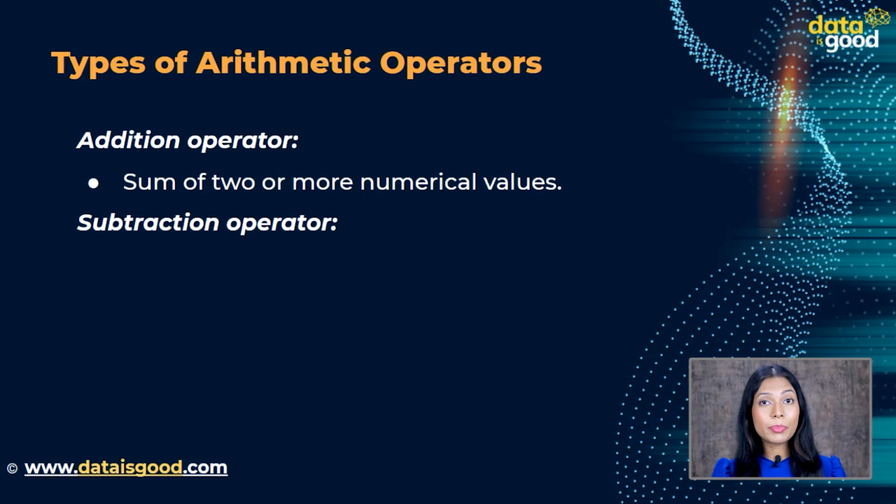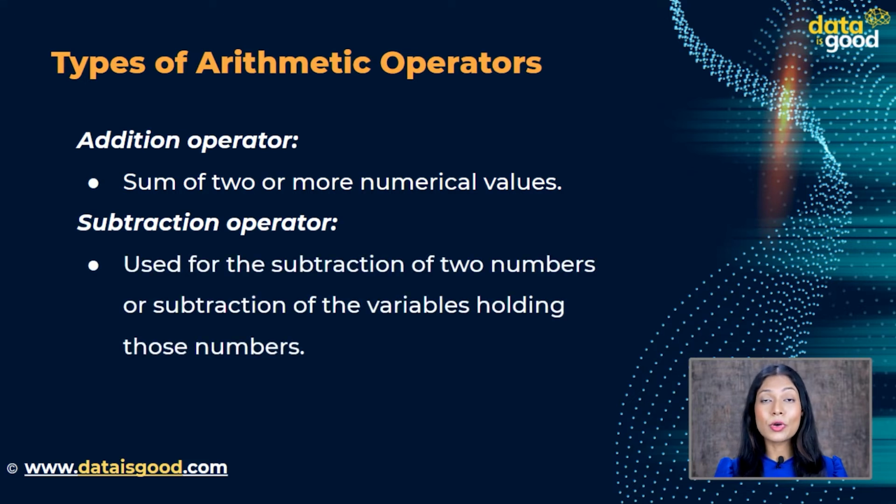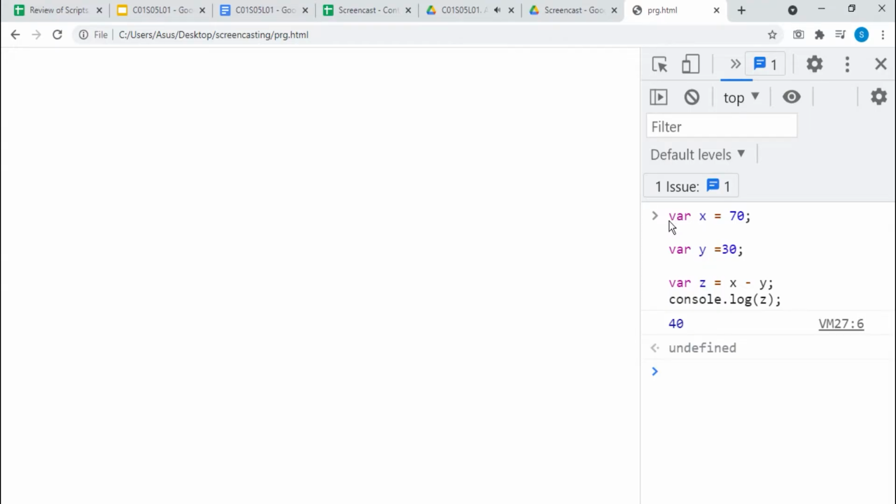Subtraction operator. The subtraction operator is used for the subtraction of 2 numbers or subtraction of the variables holding those numbers. In this code, we subtracted the variables x and y holding the numbers 70 and 30 respectively.